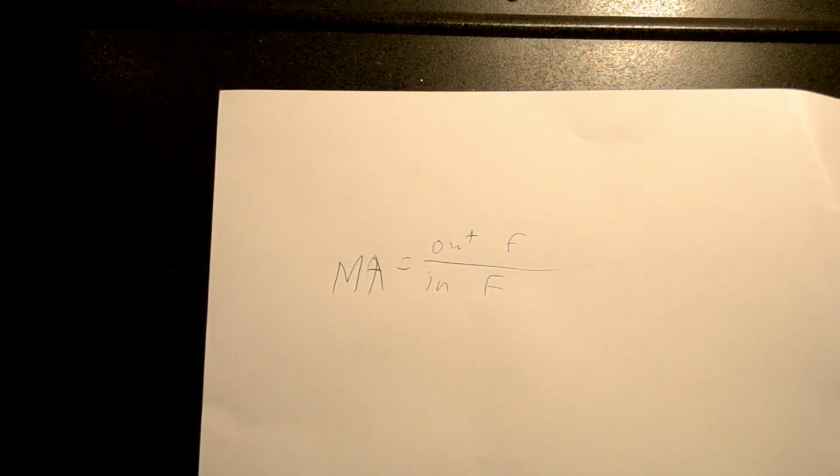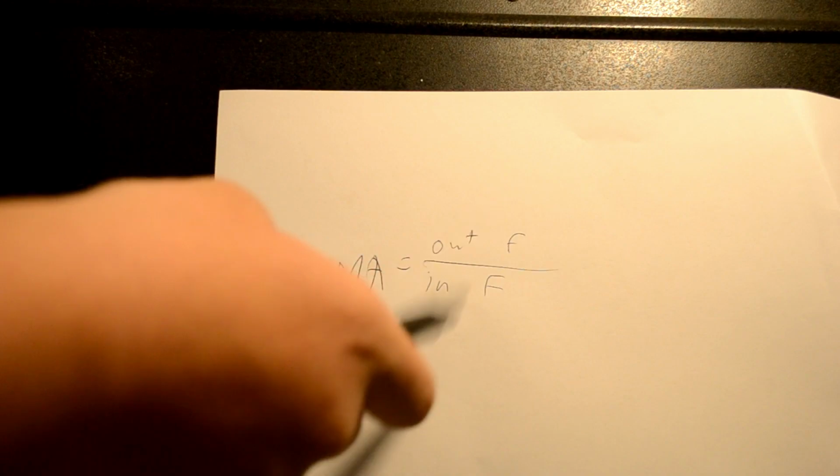So, we'll do MA equals output force over input force. We'll just put F for output force and F for input force as well. So, output force over input force is mechanical advantage. MA has no units. No units. So, to find the mechanical advantage of something, remember output force over input force, no units.